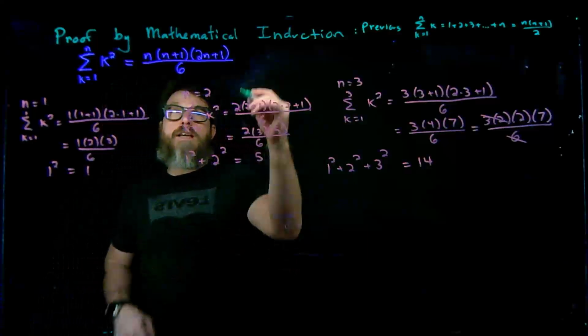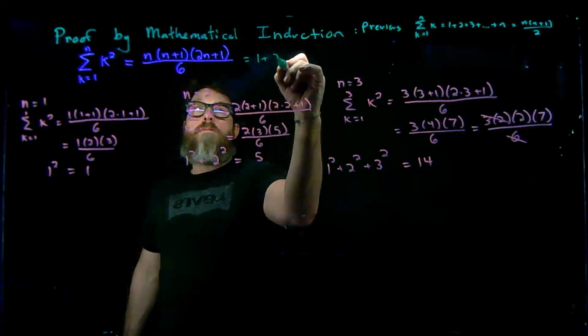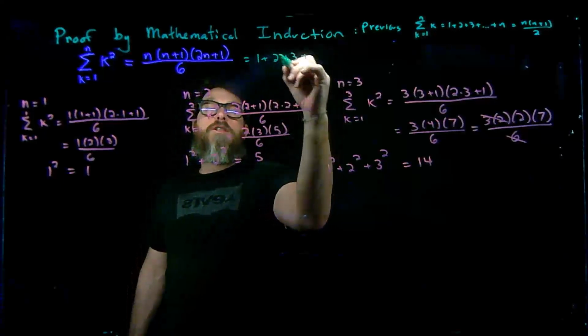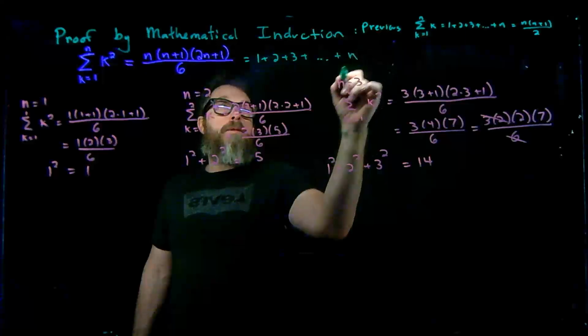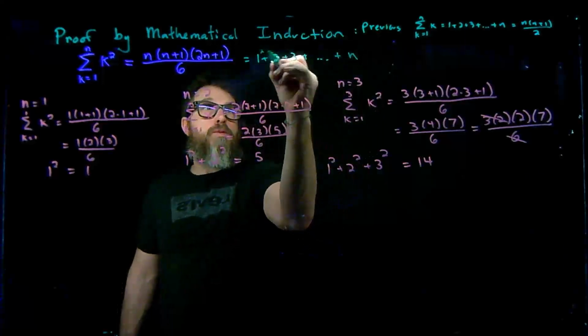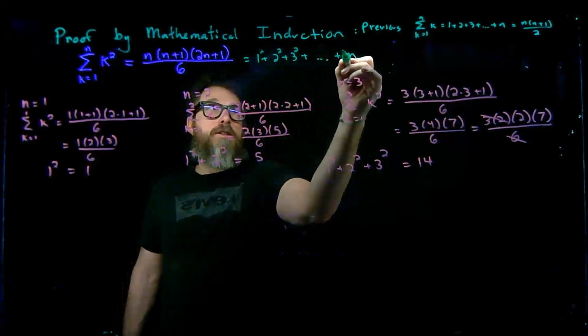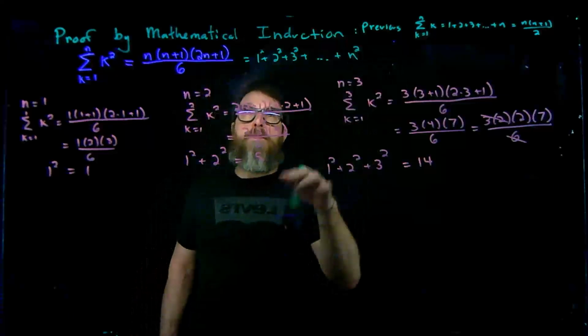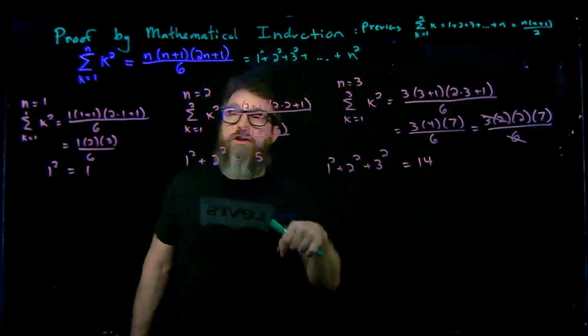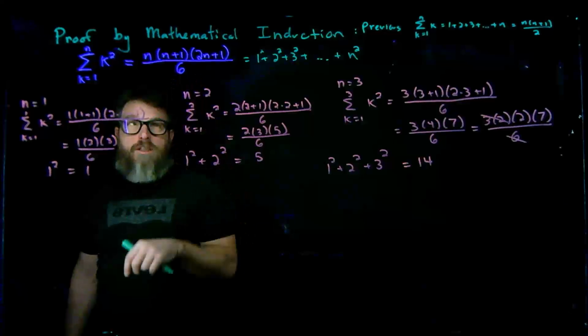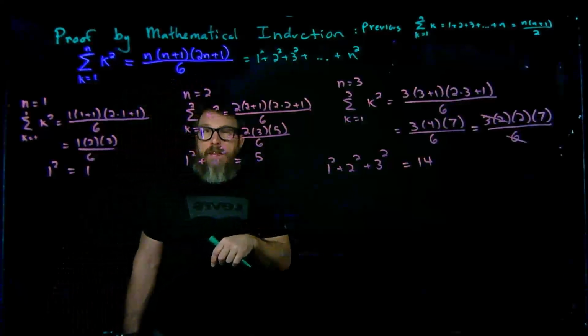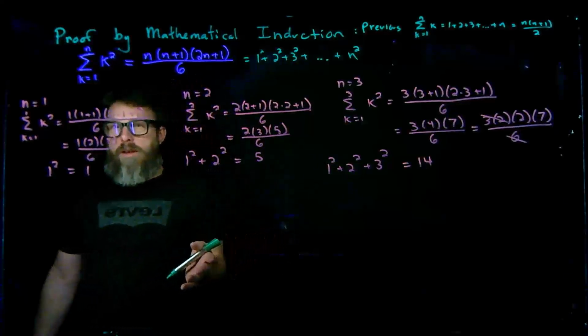So what I'm really asking for is this is going to be equal to 1 plus 2 plus 3 plus up to n, but instead of like the previous one, we're going to square all of these. And my claim is that the sum of the squares of these integers is this formula right here. Let's just see it work for a couple of cases.